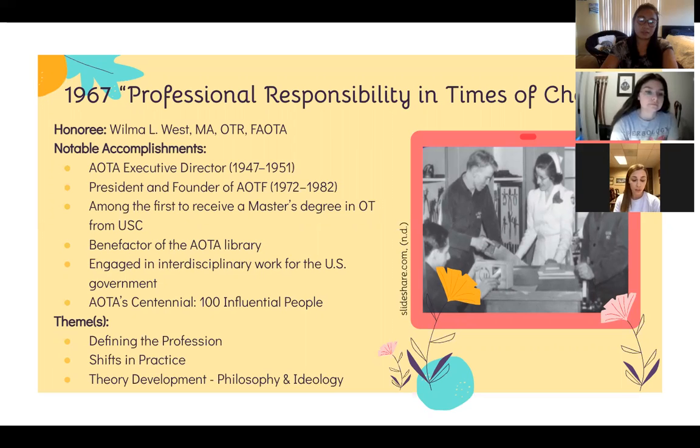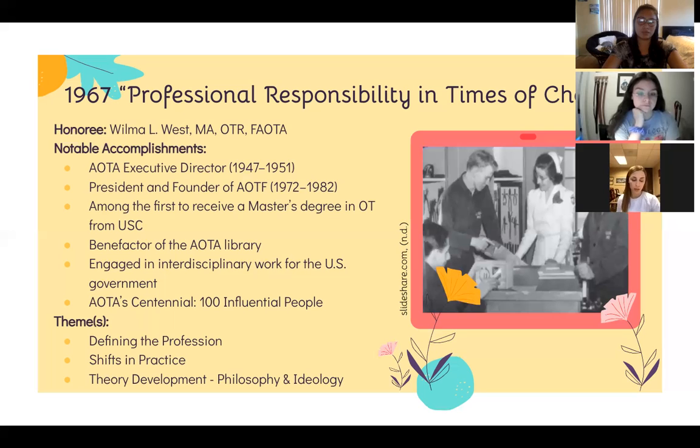Among the first to receive a master's degree in OT from USC, she was a benefactor of the AOTA Library. She engaged in interdisciplinary work for the US government. It was a bunch of different categories, too many to list, but it was pretty impressive. And then also she was amongst the 100 influential people for AOTA. As far as themes go, she talked about the defining of the profession, shifts in the practice, and then the theory and development. But this was all within the frame of therapists becoming health agents.